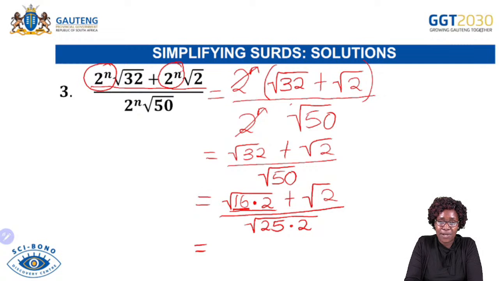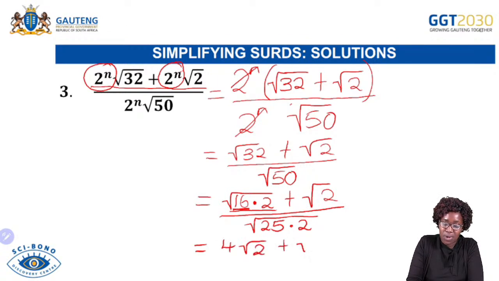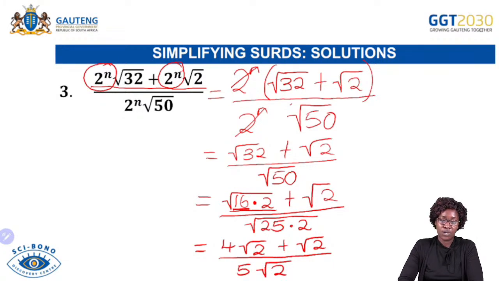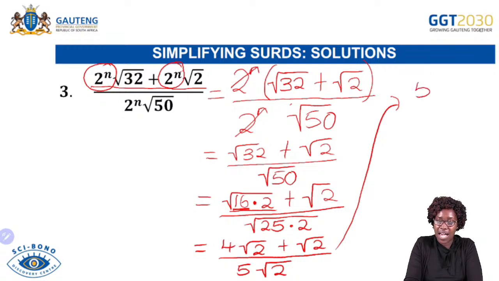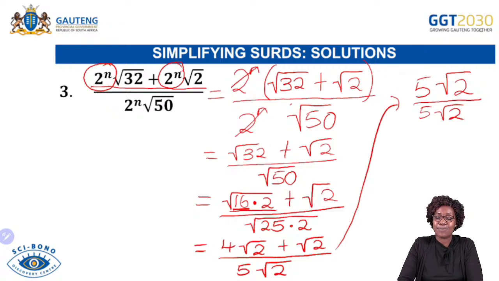So we now know that if I simplify the square root of 16 multiplied by 2, this gives me 4 square root of 2. Then I'm going to add square root of 2. Then this is divided by the square root of 25, which is simply 5, then the square root 2. Now, if you continue further, you'll notice that I've got like terms in the numerator. 4 square root 2 plus square root 2 gives me 5 square root of 2. And then I'm going to divide this by 5 square root of 2. Now, this becomes much simpler because we know that if you're dividing anything by itself, your solution there will simply be equal to 1. I hope that we all managed to get this answer right, grade 11s.